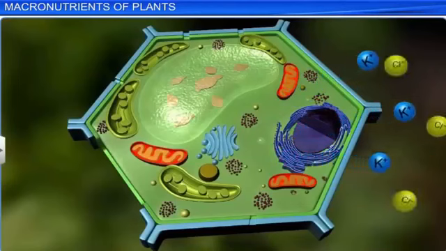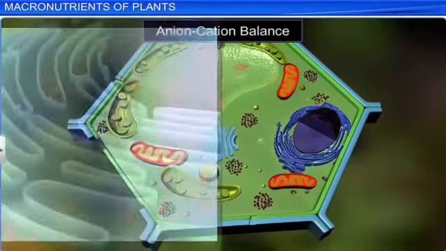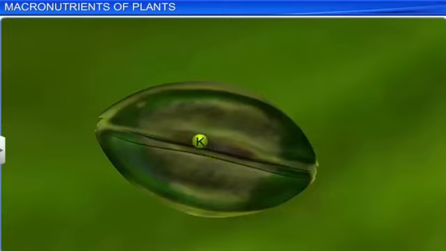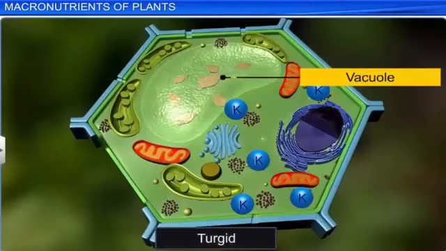It helps to maintain the anion-cation balance in cells. It is involved in protein synthesis, opening and closing of the stomata, activation of enzymes, and maintenance of turgidity of cells.